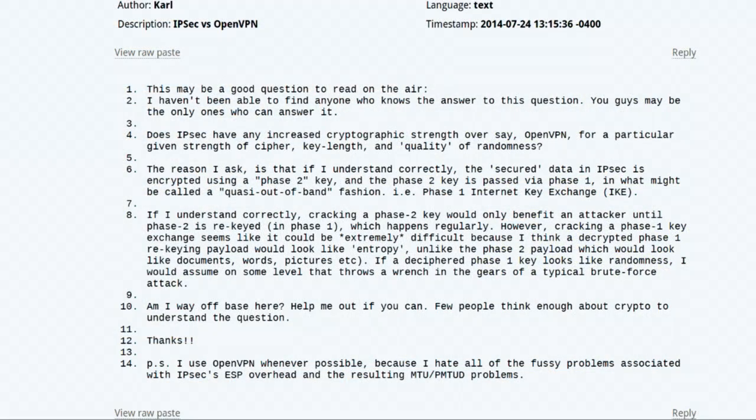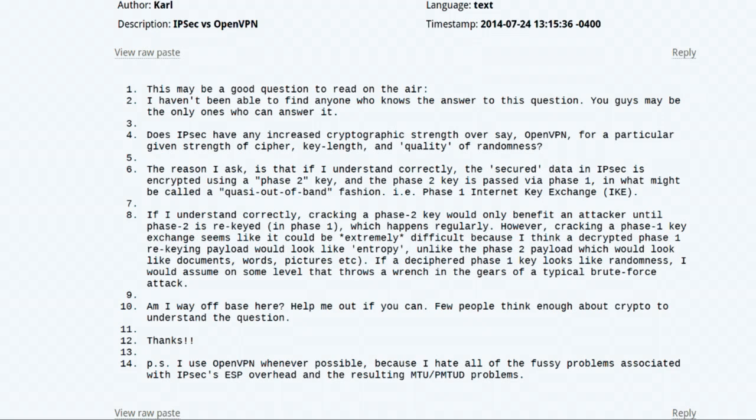Our first email this week comes in from Carl, and Carl says, I hope this is a good question to read on air. I haven't been able to find anyone who knows the answer to this question. Maybe you guys are my only hope. Does IPsec have any increased cryptographic strength over, say, OpenVPN, for a particular given strength of cipher, key length, and quality of randomness? The reason I ask is that if I understand correctly, the secured data in IPsec is encrypted using a phase 2 key, and the phase 2 key is passed via a phase 1 key in what we might call a quasi-out-of-band fashion, i.e. phase 1 Internet Key Exchange, IKE.